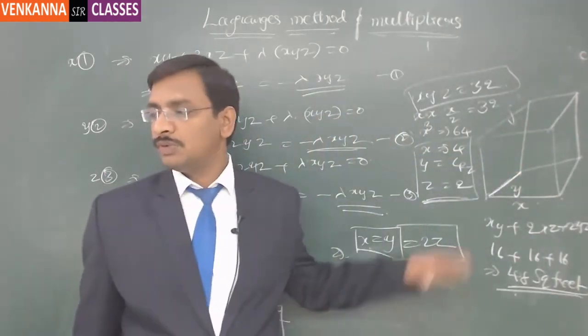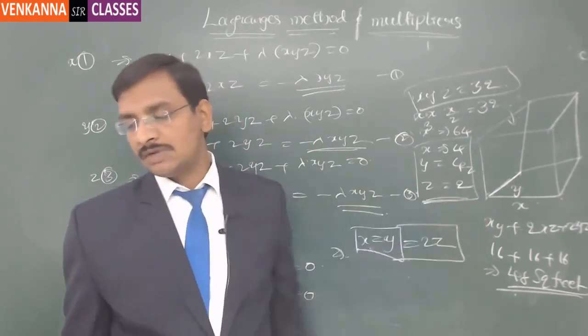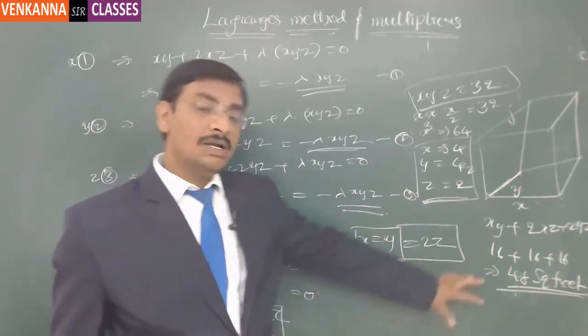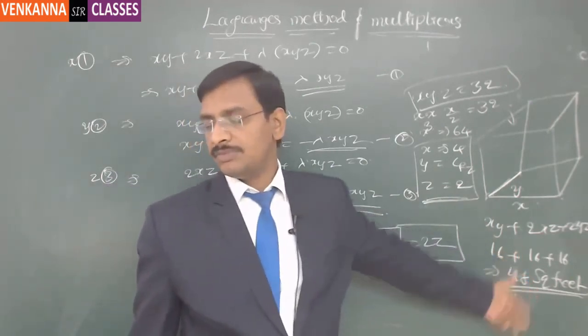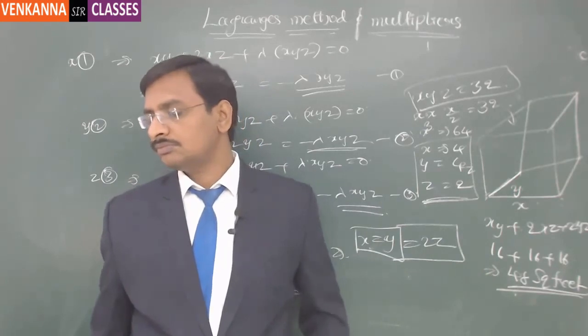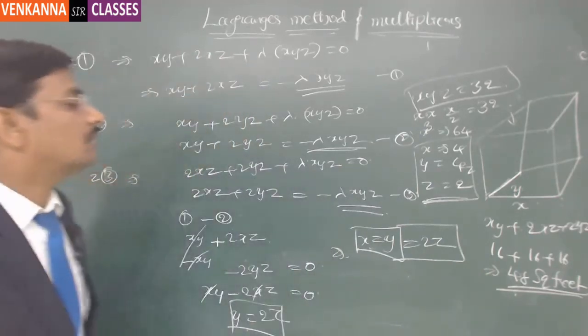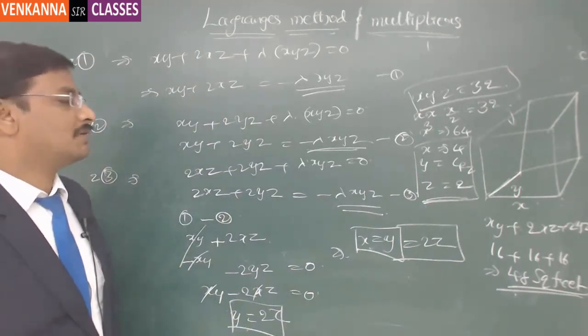Got it? If you change these dimensions, definitely whatever surface area you are going to get, it is definitely more than this. Got it? Understood or not? So this is how you will be finding out the minimum value for this particular function.